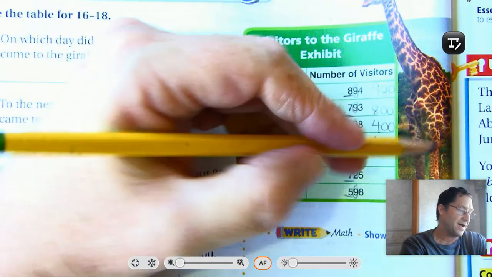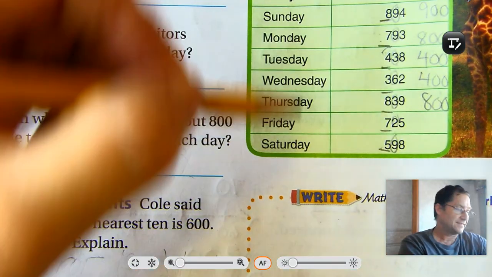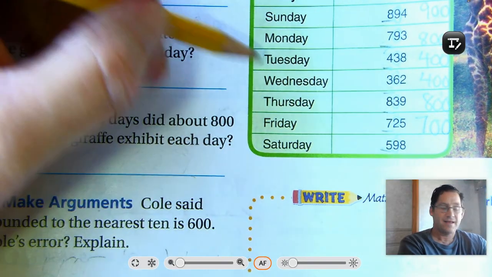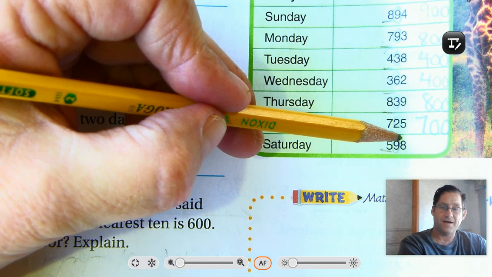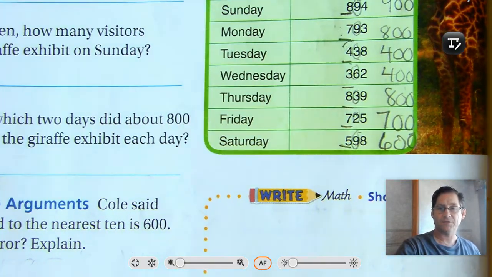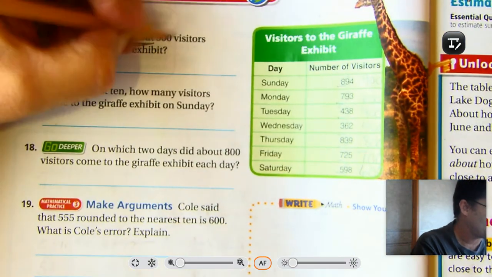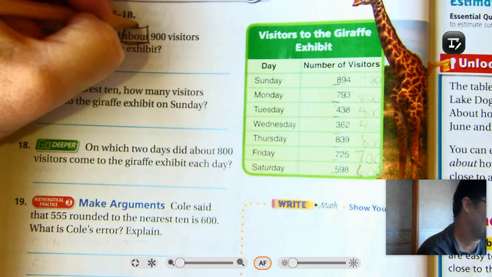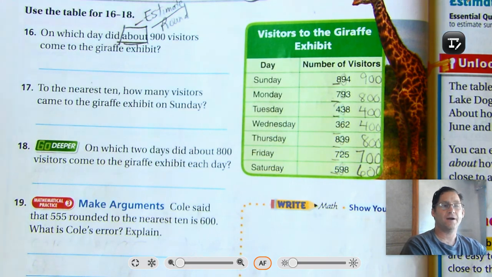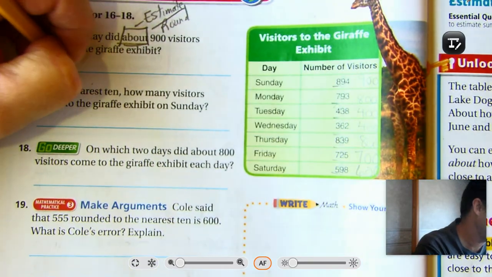839, I look at the 3, it is less than 5, so that will become 800. 725, I look at the 2, it's less than 5, so 725 gets rounded to 700. And 598, look at the 9, it's greater than 5, so the rounding place increases by 1, and we get 600. All right, so we rounded all of our numbers to their nearest hundreds place. And now our question was, on which day did about, that's a key word, about means estimate, which means we're rounding. We want a close number, not the exact number. And so the only one that I see that got rounded to 900 was the first day, Sunday.